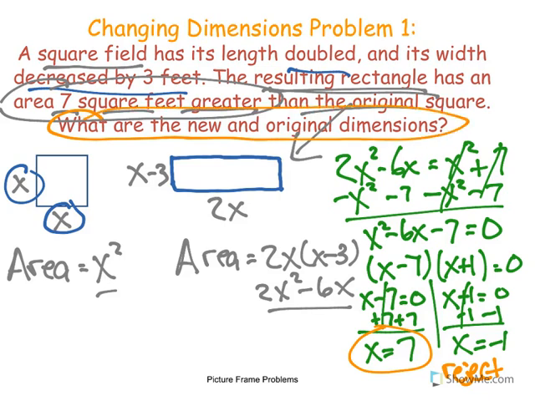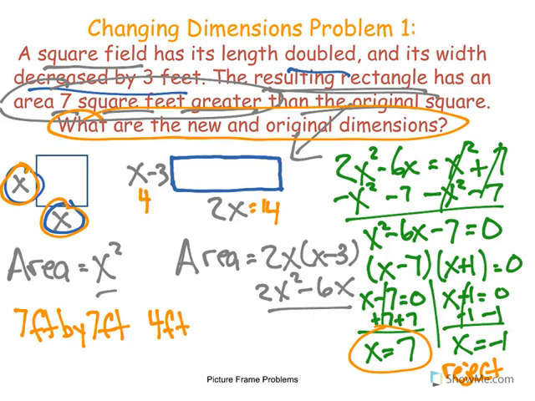Now let's answer the question. What are the new and original dimensions? Well, my original dimensions, my square, was 7 feet by 7 feet. Now let's talk about my rectangle. Well, if x is equal to 7, then x minus 3 is 7 minus 3, which is 4. And 2 times 7 is 14. So my rectangle is going to be 4 feet by 14 feet.